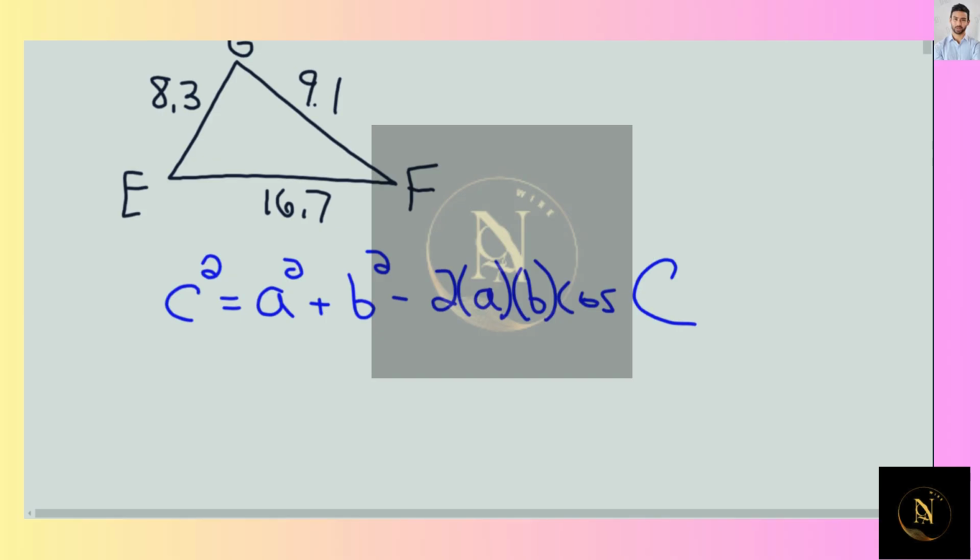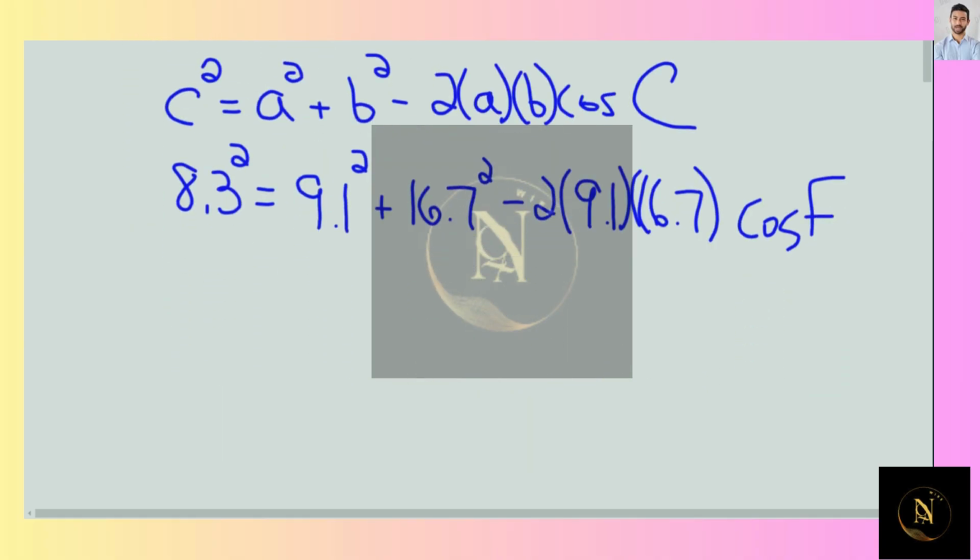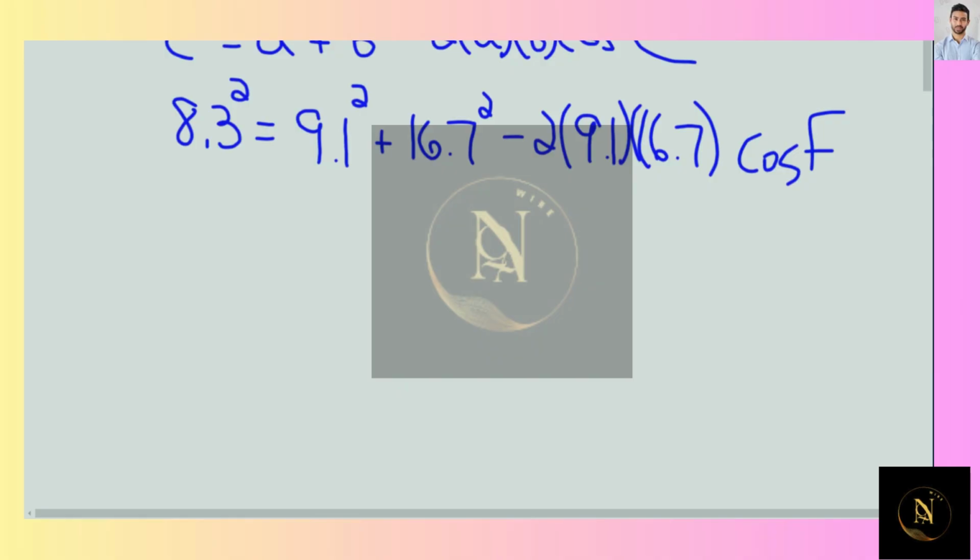So if you want to find angle F, you're going to put 8.3, side F, into the formula. So 8.3 squared equals the other two sides, 9.1 squared plus 16.7 squared, minus 2 times 9.1 times 16.7 times the cosine of angle F. Then we would subtract the 9.1 squared, subtract the 16.7 squared.